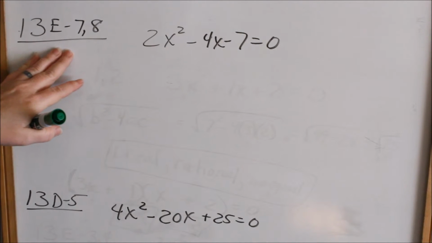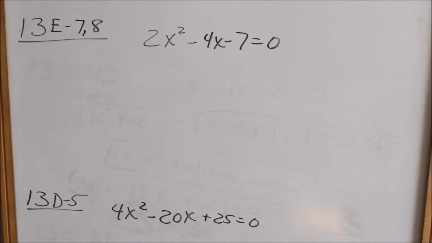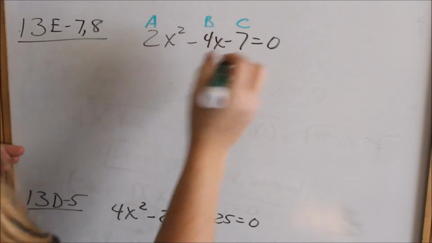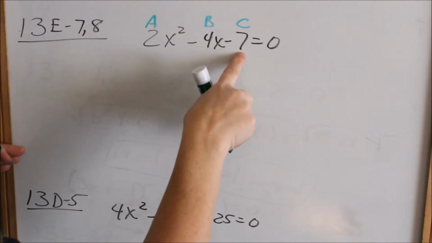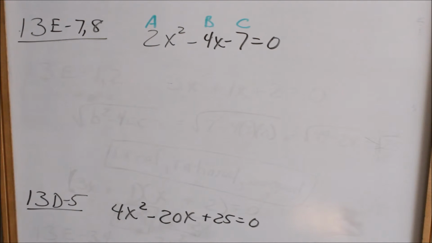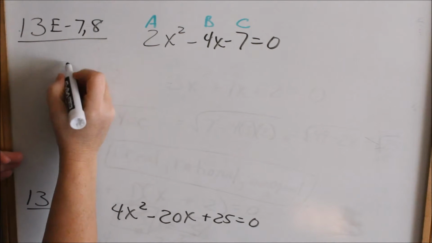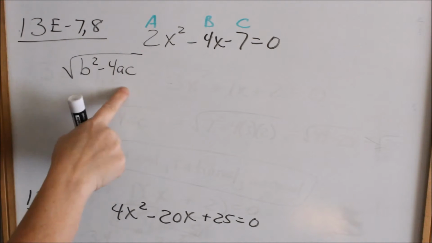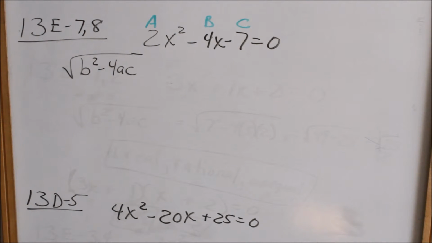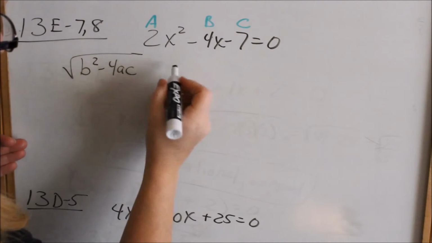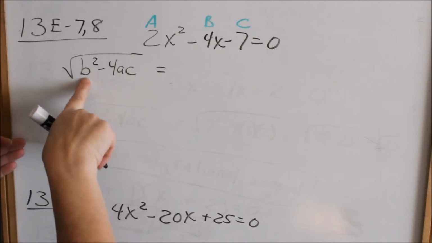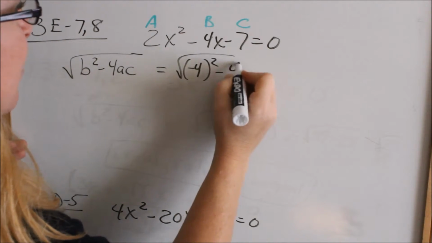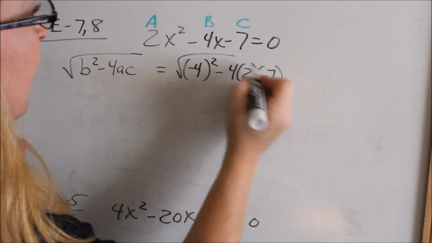Alright, we're looking at 13E, number 7. So again, the problem says tell the nature of the solution. There's my A, B, C. Don't forget for B I'm using -4. For C I'm using -7. When we're telling the nature of the solution, we can look at the discriminant. The discriminant is this part of the quadratic formula. This will tell us, do we have an imaginary number or do we have real numbers? And then from there we can break it down. So, plugging in my numbers, B is -4 squared minus 4 times A is 2 and C is -7.